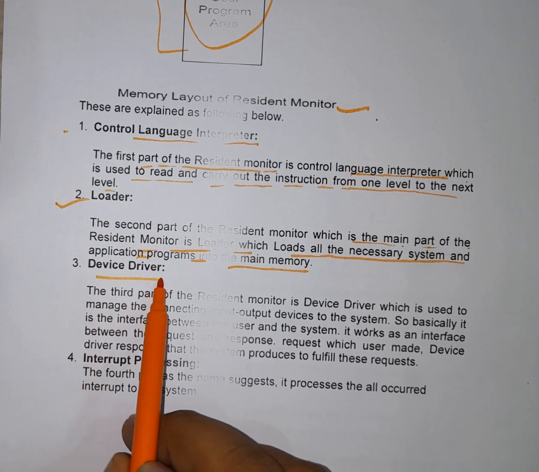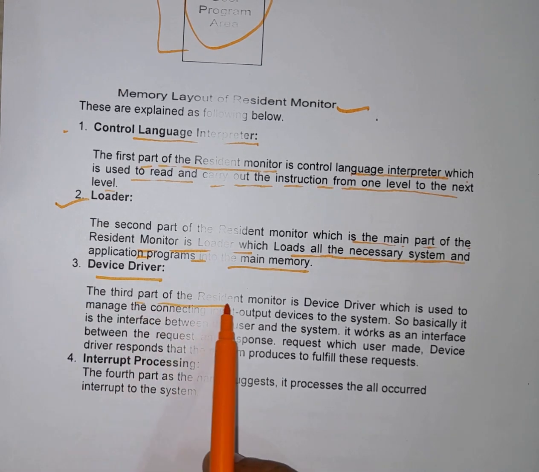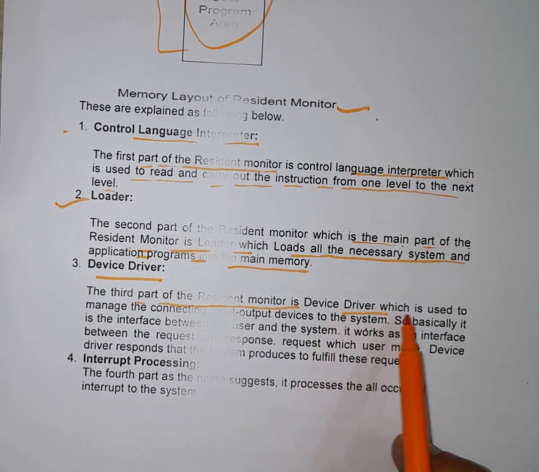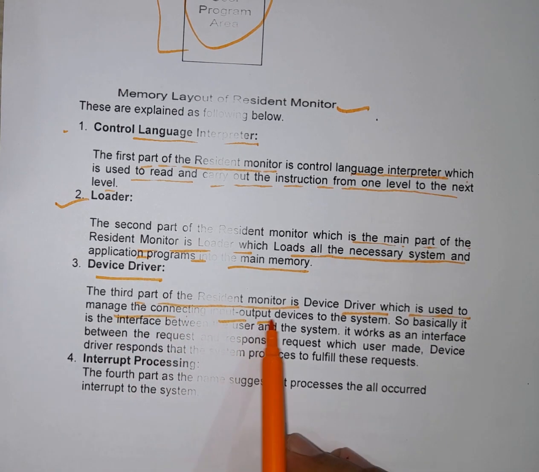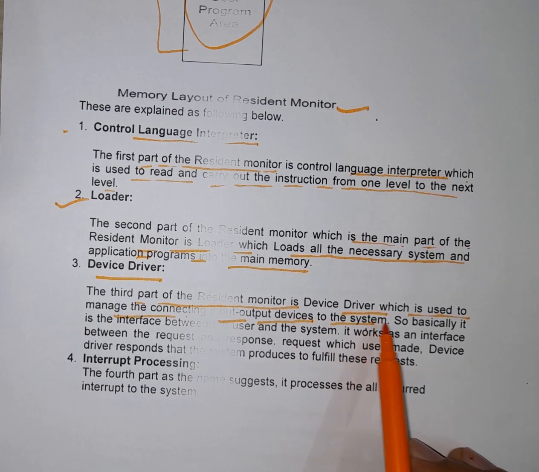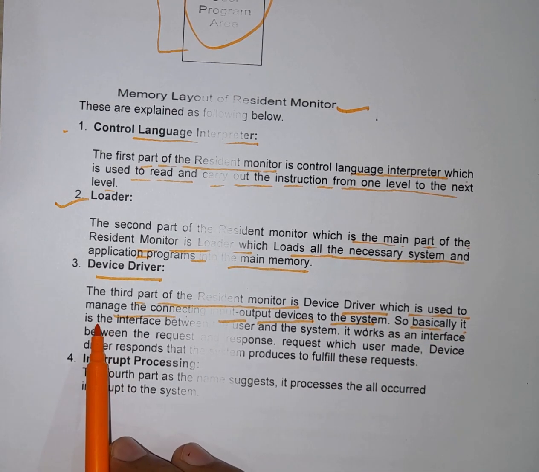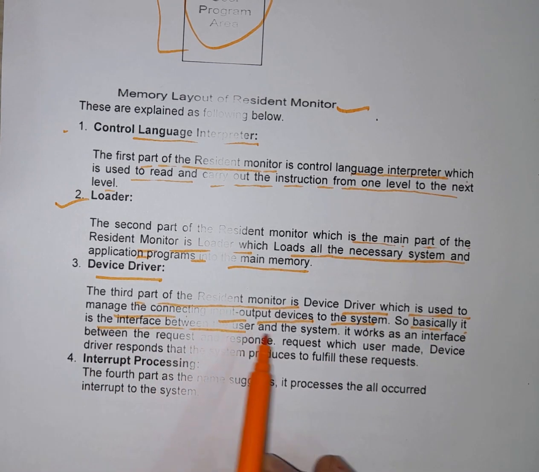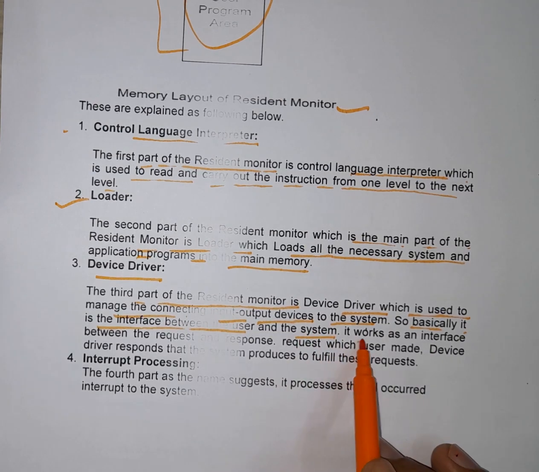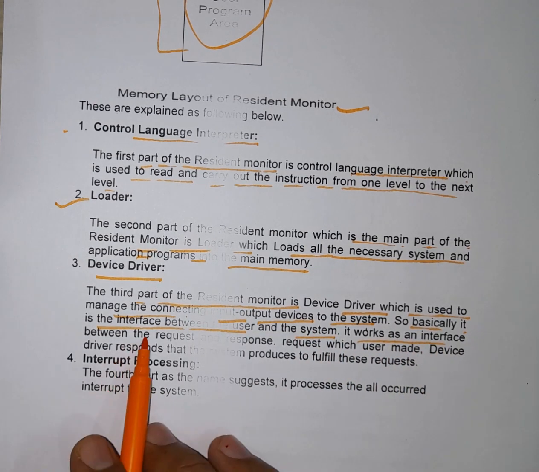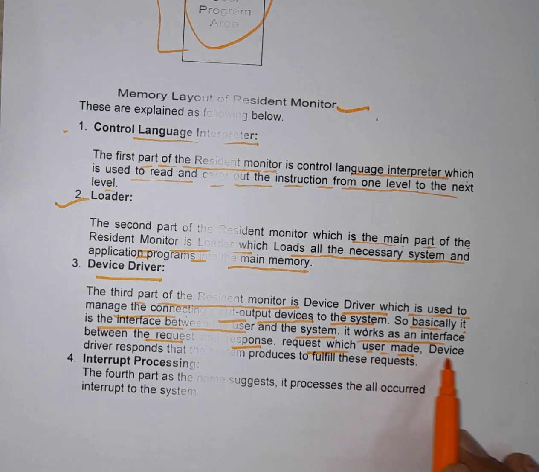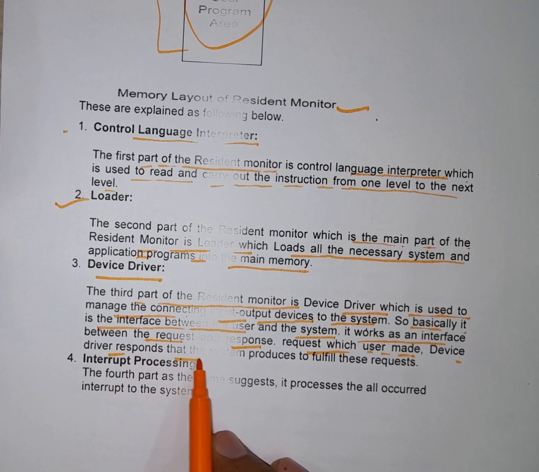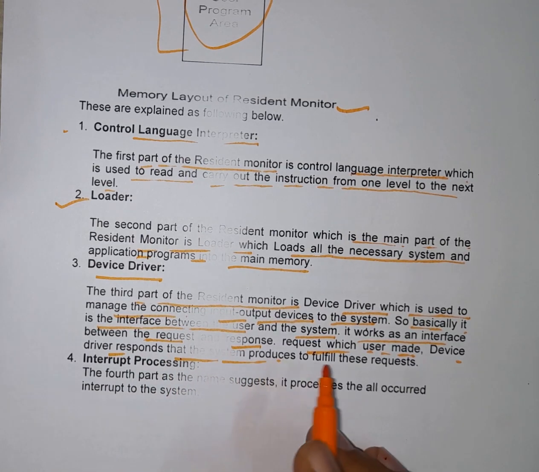Then after, the device driver. The third part of the resident monitor is the device driver, which is used to manage the input output devices connected to the system. So basically it is the interface between the user and the system. It works as the interface between the request and response. The request which the user makes, the device driver responds to, and the system works to fulfill these requests.